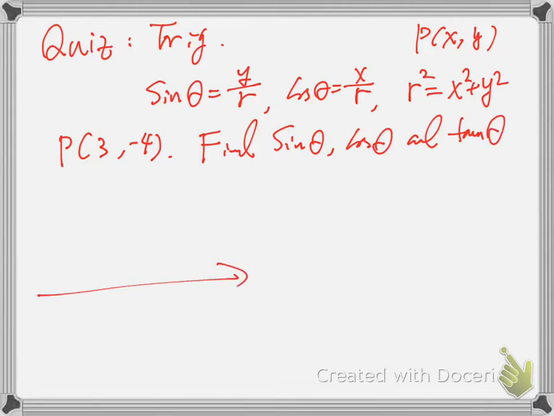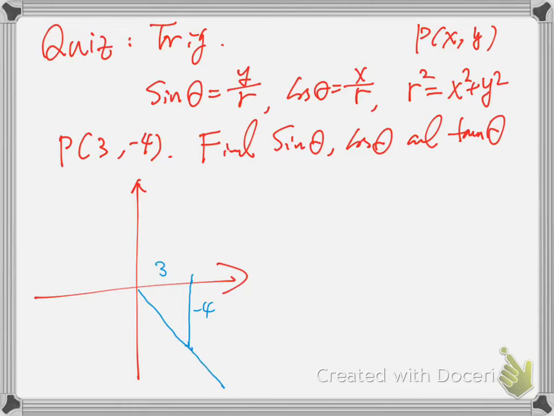So let's look at where this triangle is. It's (3, -4). x is positive here, and y is -4, so go down 4. This is our terminal side of the angle theta, and here is our point P. So this is the right triangle.